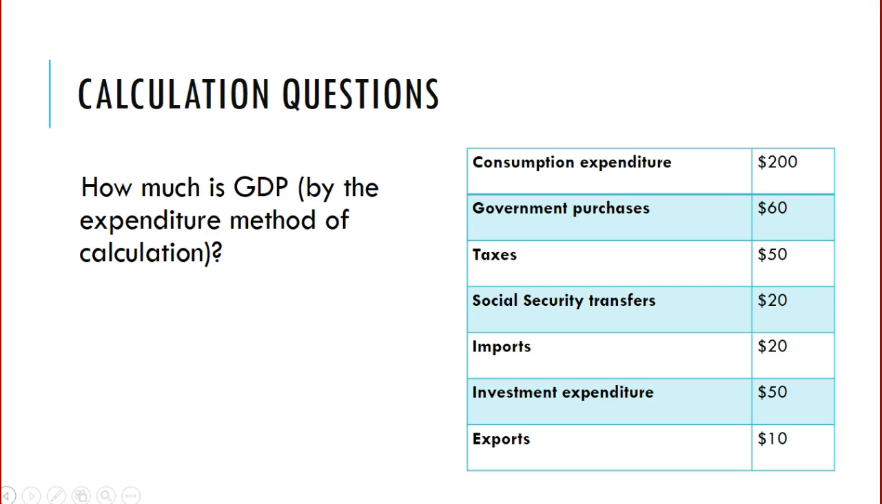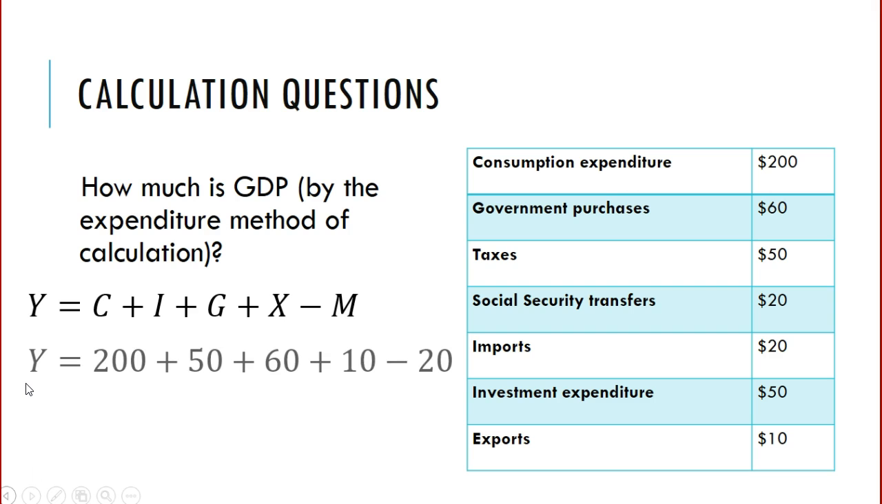The next question is how much is GDP by the expenditure method of calculation? By the expenditure method of calculation, GDP is consumption expenditure plus investment expenditure plus government expenditure plus exports minus imports. So you just plug in the data. It's pretty straightforward. So 200 plus 50 plus 60 plus 10 minus 20 equals 300. Easy peasy lemon squeezy.